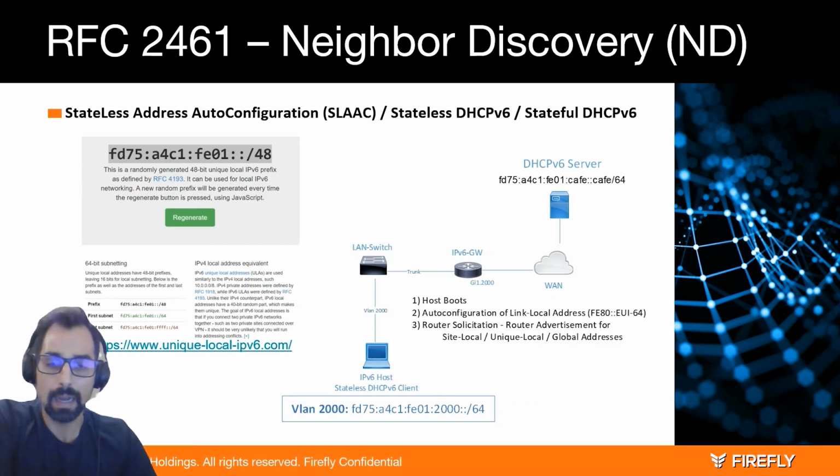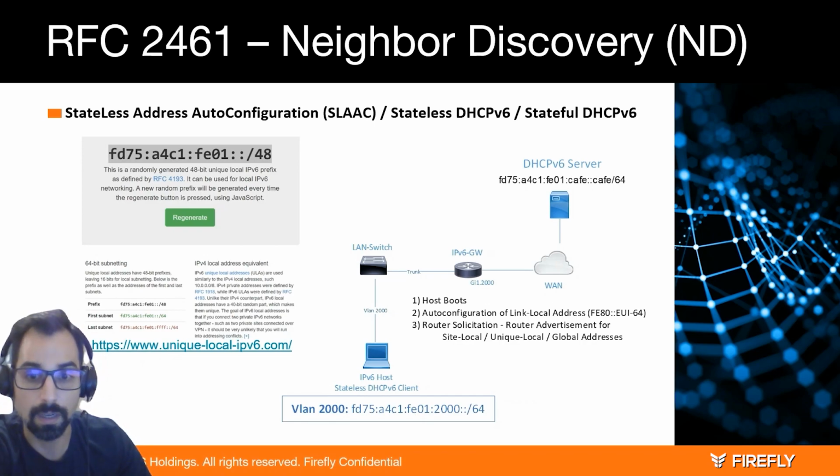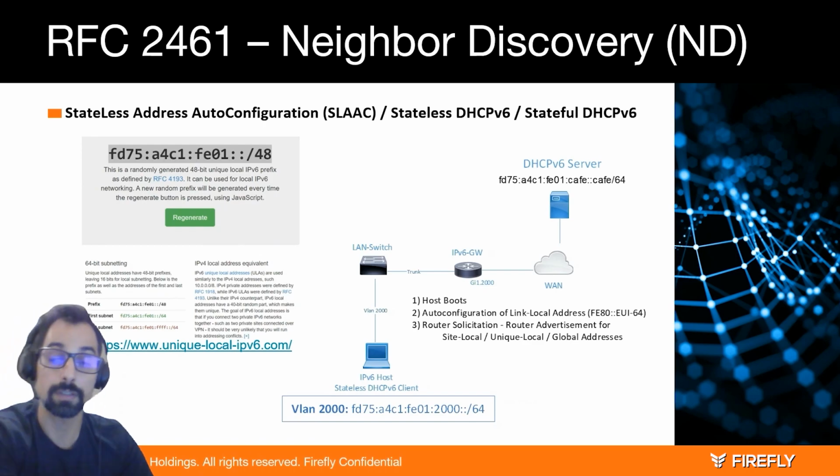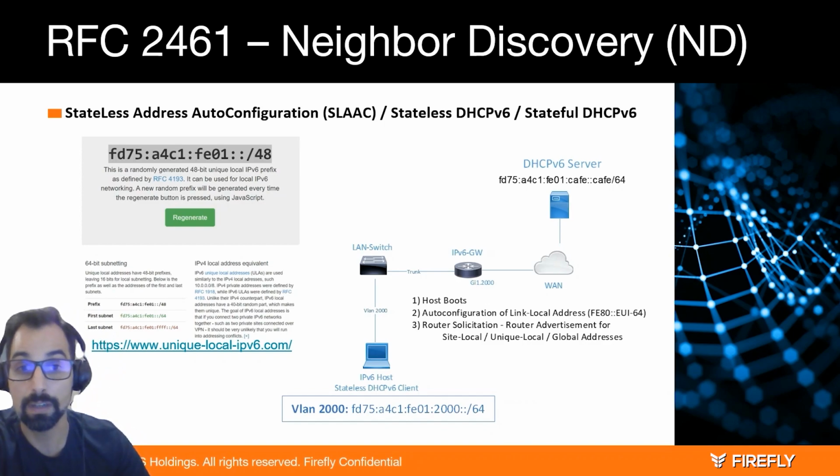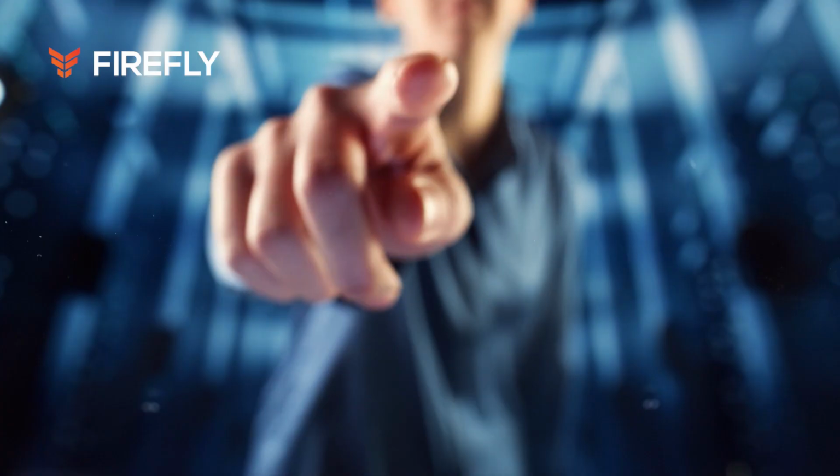So real quick, our lab is going to consist of an IPv6 host and a LAN switch. We're going to use VLAN 2000 to connect this host over here. This is going to be our default gateway, our IPv6 default gateway for this VLAN segment. And we're going to simulate a WAN here, just this single router, and the DHCP version 6 server. This is also going to be a router with the DHCP version 6 server configured. And this is the address of the server. Okay, see you in the lab demo.